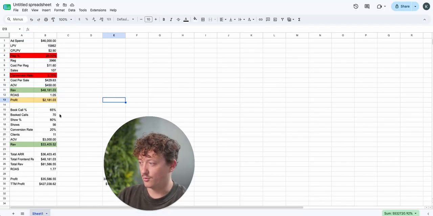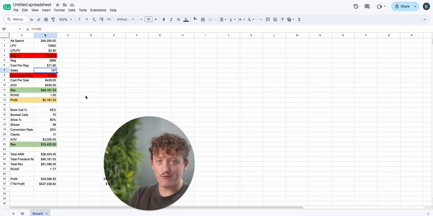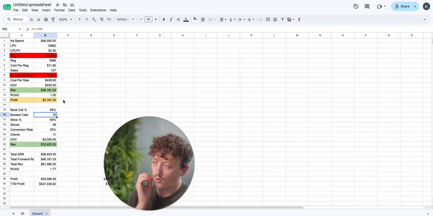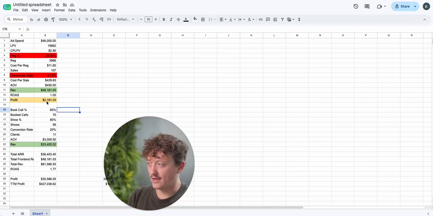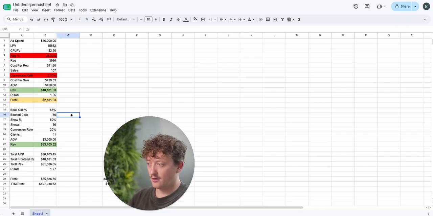And that's basically what all this is, which is essentially, even here, we get to the point where, let's say, for example, 107 people book onto a sales call, or 65% of them do. You get 70 booked calls. Now, your net spend at this point is $2,000. Well, it is negative $2,000, right? I spent $46,000. Most people would spend $46,000 and book 70 sales calls, right?